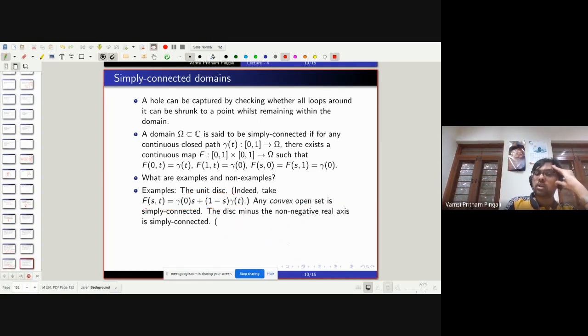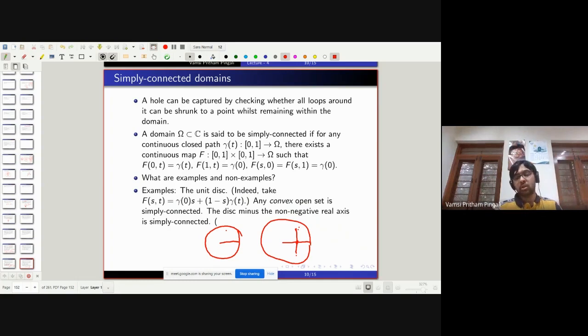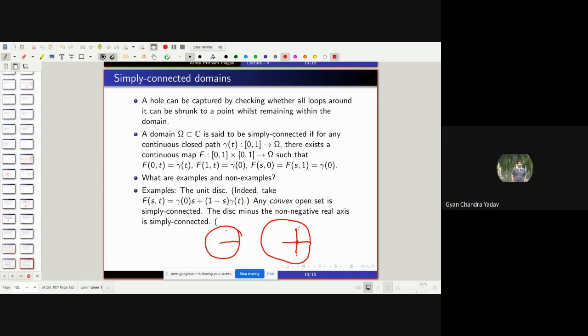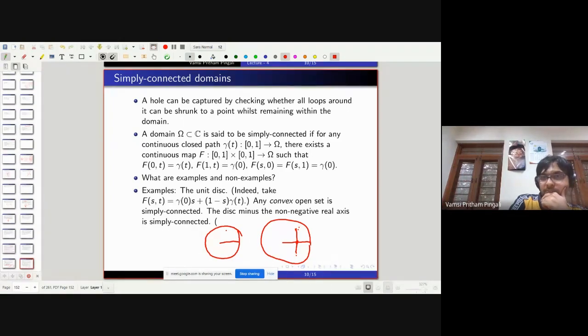Now the disk minus the non-negative real axis is not convex, obviously, because if we join these two points, it goes out of this region, but this is still simply connected. How does one prove this is simply connected? If you take any closed curve inside this, then that will not contain the non-negative real axis, and then we can shrink that. How will you do it? You can't just draw pictures, right? You have to do it rigorously.